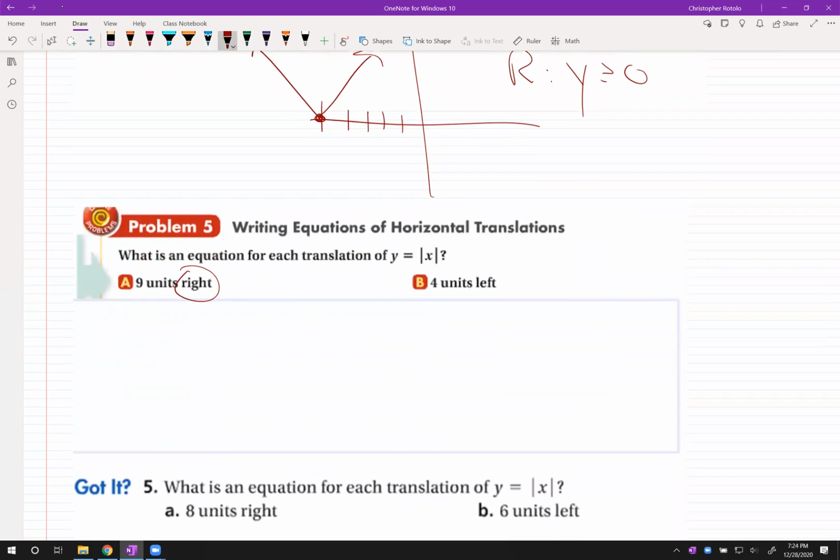If I want to go to the right 9 units, y equals absolute value of x something 9. To the right is typically positive, so I have to use negative. If I want to go left 4 units, y equals absolute value of x, I'm going to have to put 4 on the inside because it says left or right. Left, I think of negative, so I'm going to put in plus because they're always going to be opposite on the inside.